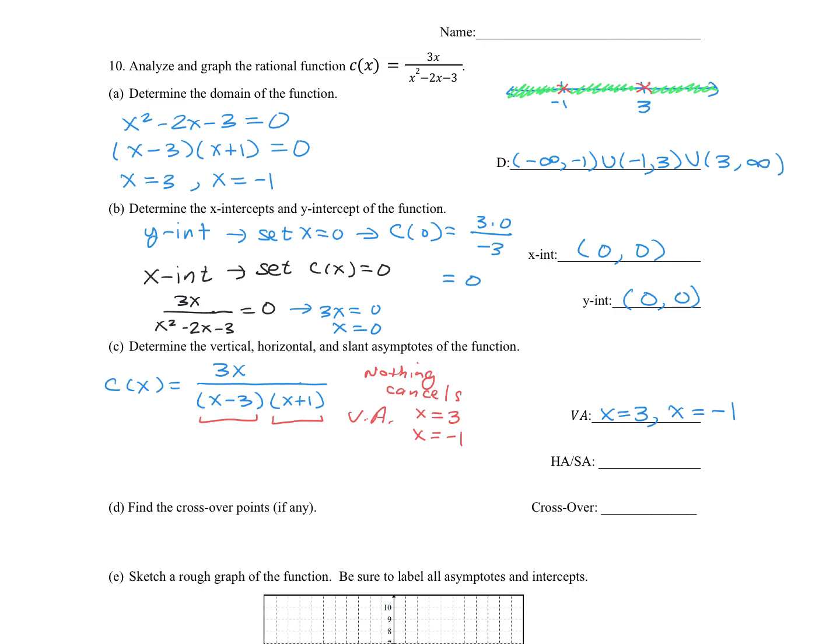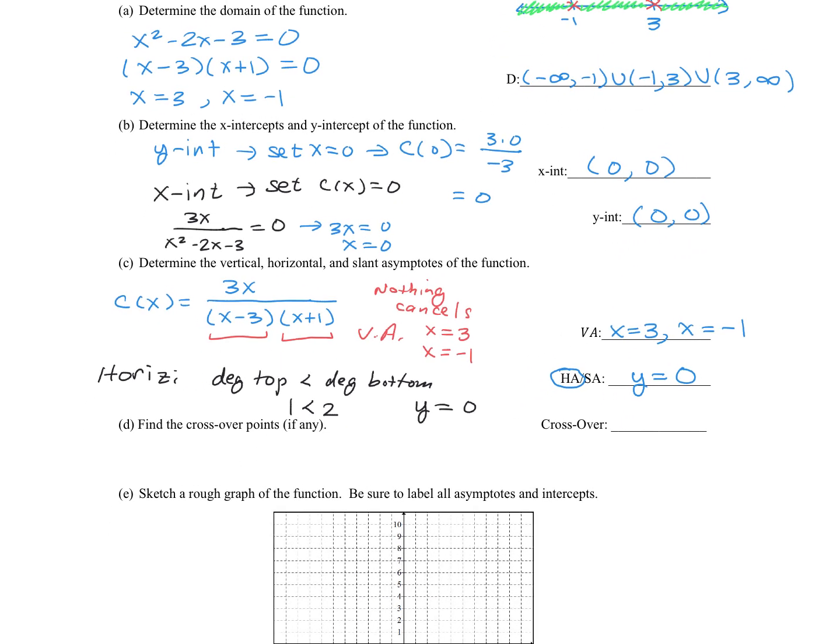All right, now let's move on to horizontal. For horizontal, again, we compare degrees. And you notice that the degree of the top is smaller than the degree of the bottom. The degree of the top is 1. Not a 2, I don't know where that came from. 1 is less than 2. So that means that y equals 0 must be the equation for this horizontal asymptote. It is bottom heavy.